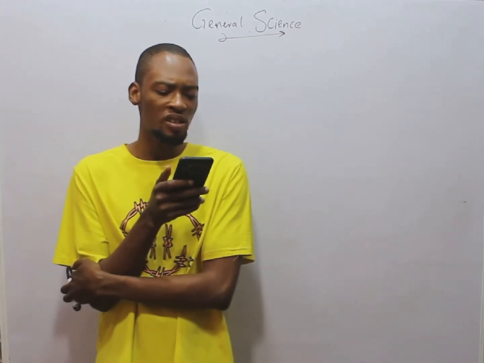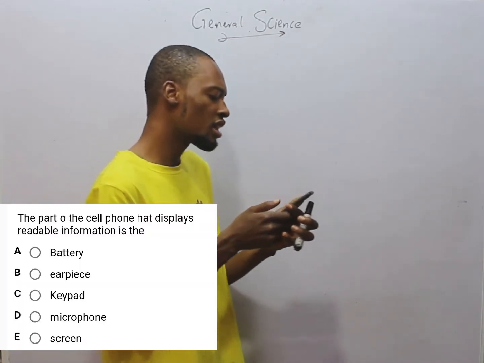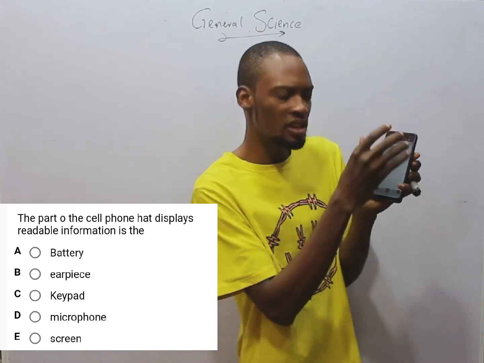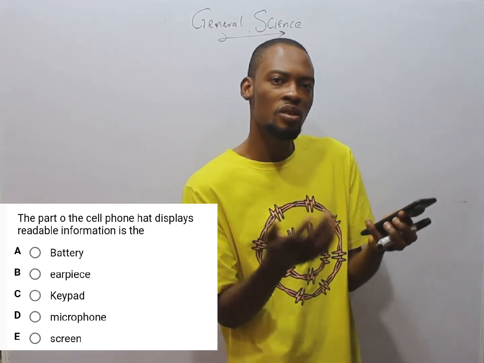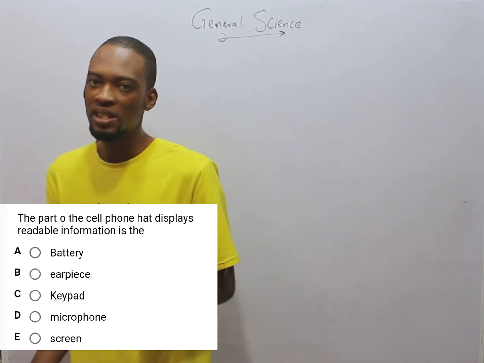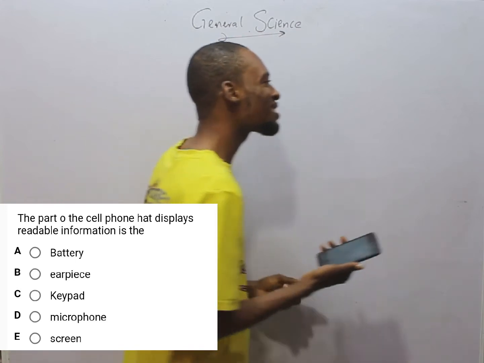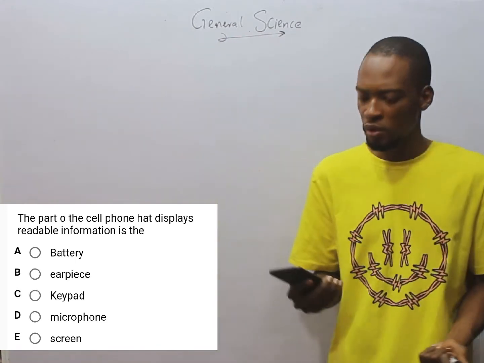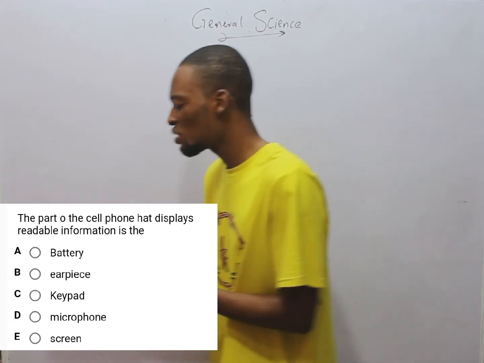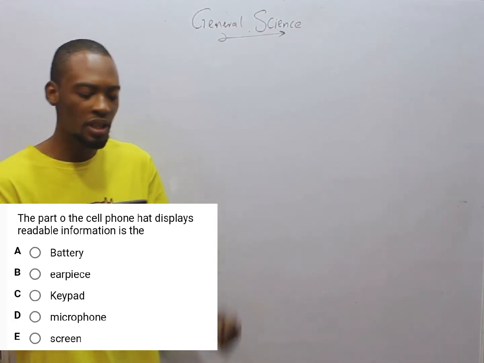The part of the cell phone that displays readable information is the dash. In this cell phone, the part that is displaying this information you see is the screen. So you can call it screen, or you refer to it as display. They display readable information. Battery is to power the phone. Earpiece is when you plug an earpiece, you hear sound in your ear. So you play sound with your earpiece.